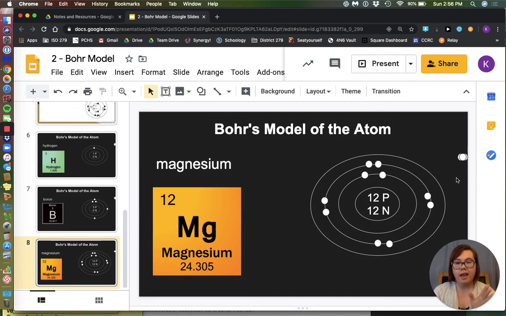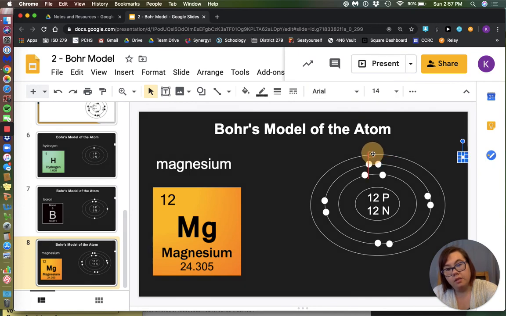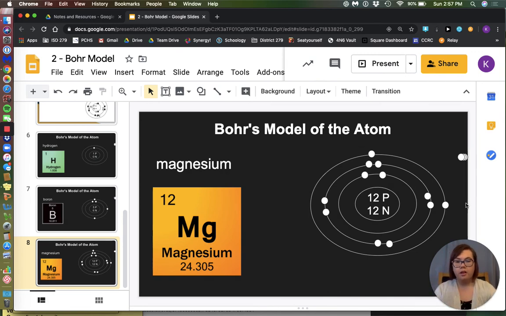All right, so now my second shell here is full. And if I check, I have 8 in the second, 2 in the first, so I've got 10 total right now, and I need to get to 12. So that means I've got 2 more left to draw in my 3rd energy level. And again, I'm just going to drop them on that line and spread them out because there's less than 4 in that, so they're going to all be spread out. And now if we look, there is my model for magnesium. You can count, double check, 1, 2, 3, 4, 5, 6, 7, 8, 9, 10, 11, 12 electrons. And that's our model for magnesium.